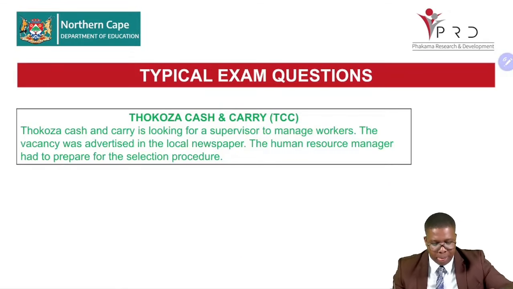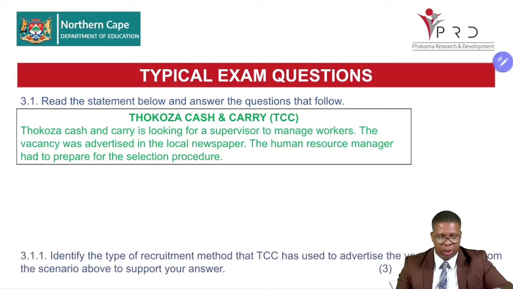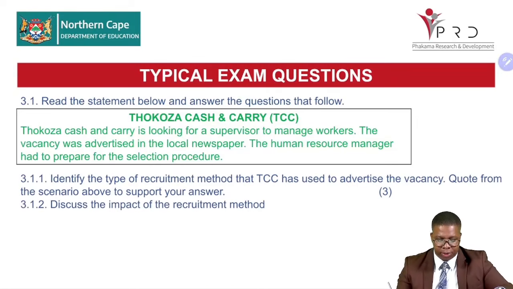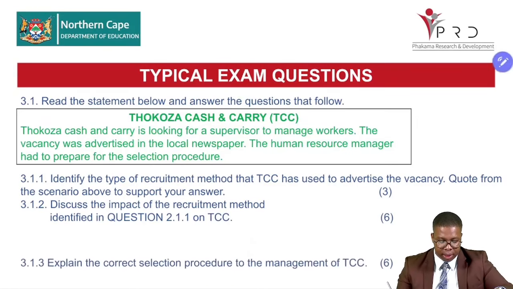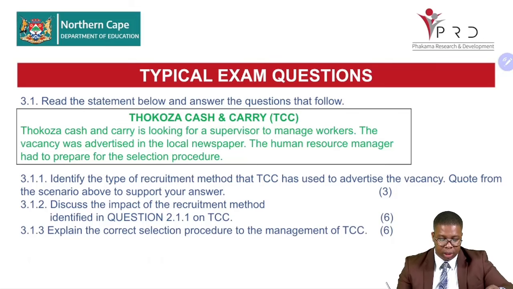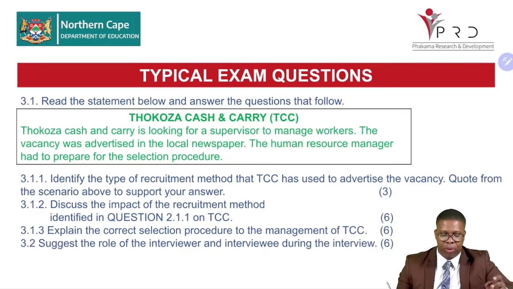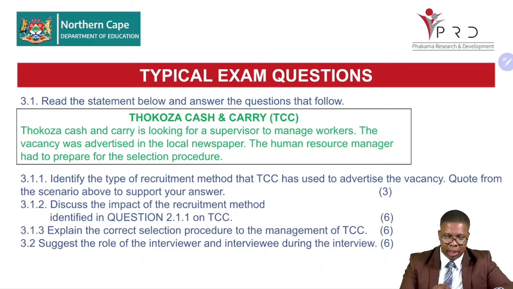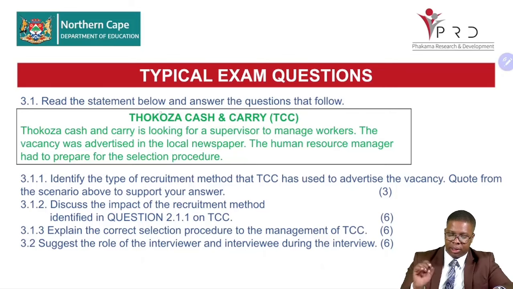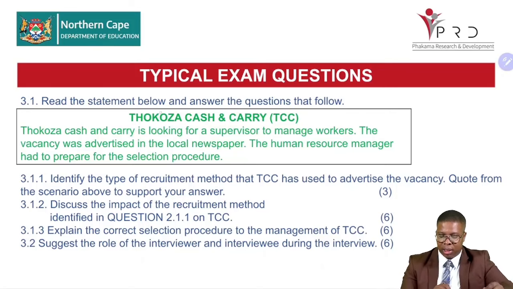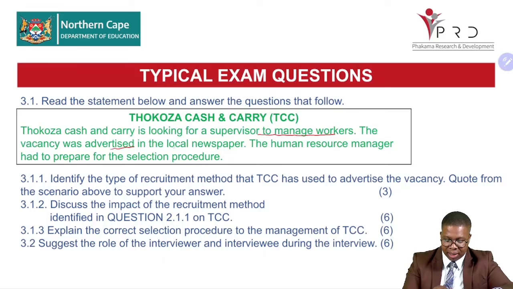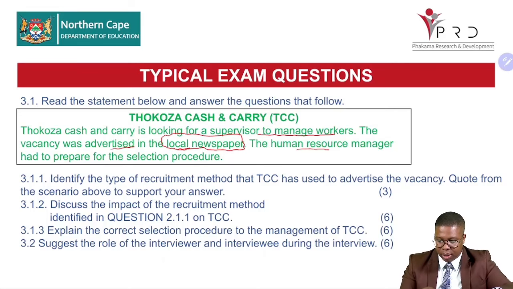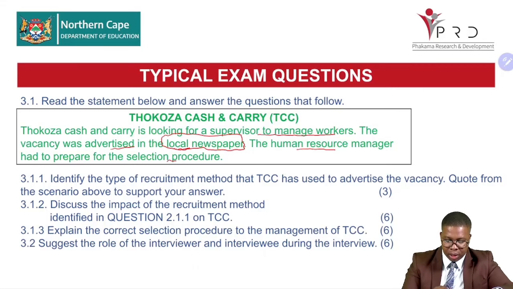Then let's look into the typical exam questions. I will have your questions first for you, and then after that we look into the approach. 3.1 will require you to read the scenario below and answer questions that follow. You have Thokoza Cash and Carry, TCC. Thokoza Cash and Carry is looking for a supervisor to manage workers. The vacancy was advertised in the local newspaper. Very important. We underline that one. Then the human resource manager had to prepare for the selection procedure.